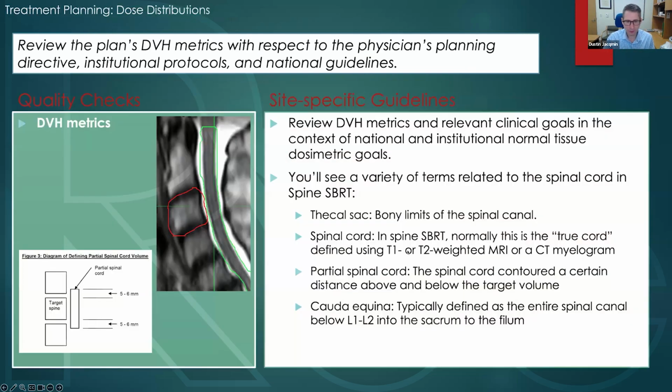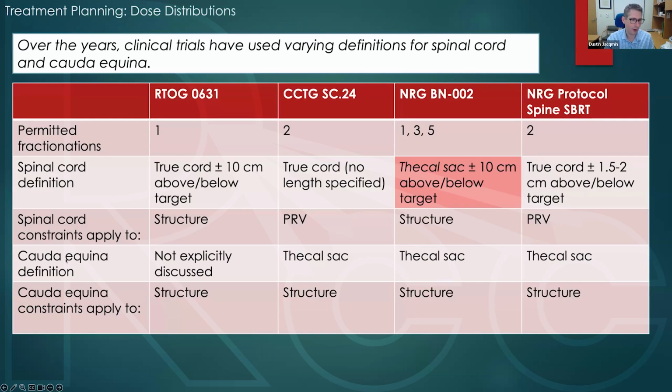In all of these, for the most part, the cauda equina is defined as the thecal sac, and when you're applying dose constraints to the cauda equina, you use the structure itself and not a PRV of that.